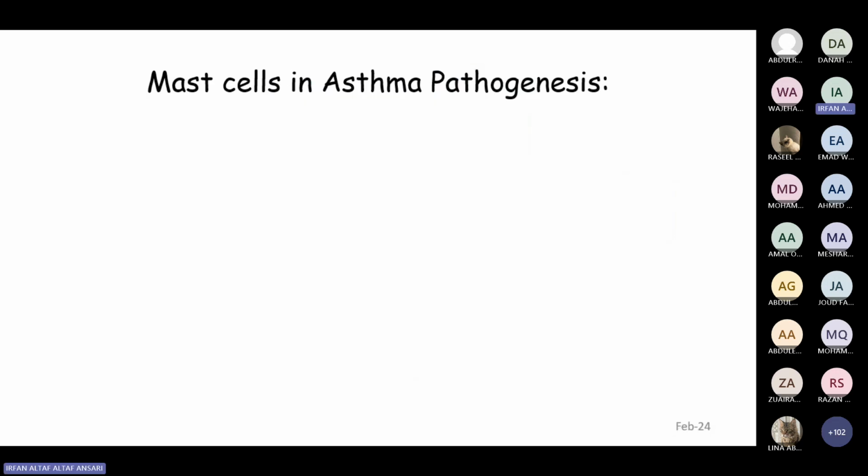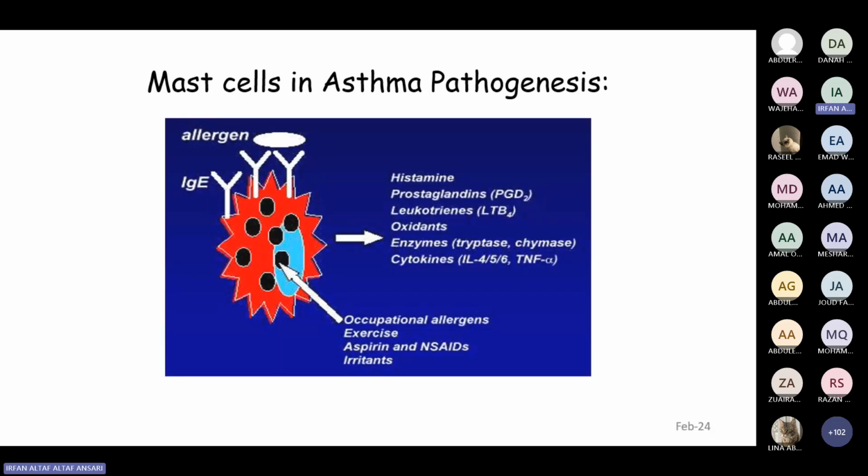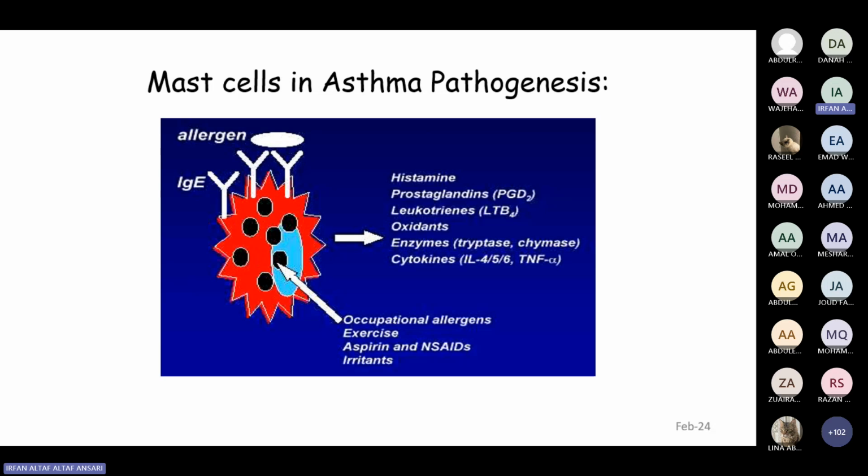So there are two cells you came to know about, other than T helper type 2 cells. One is the mast cells, and the second one is your eosinophils. Now we have your mast cells. Whenever there is any allergy, these allergens will bind to the IgE, and this IgE will stimulate the mast cells, and the mast cells will produce mediators.